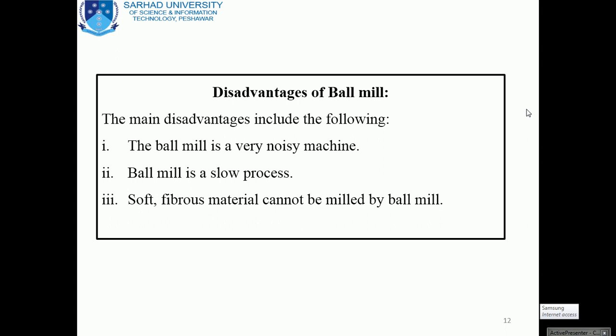The last one is that soft fibrous material cannot be processed using this piece of equipment. If the material is soft, not hard, and is made up of fibers, we cannot process it using this equipment.